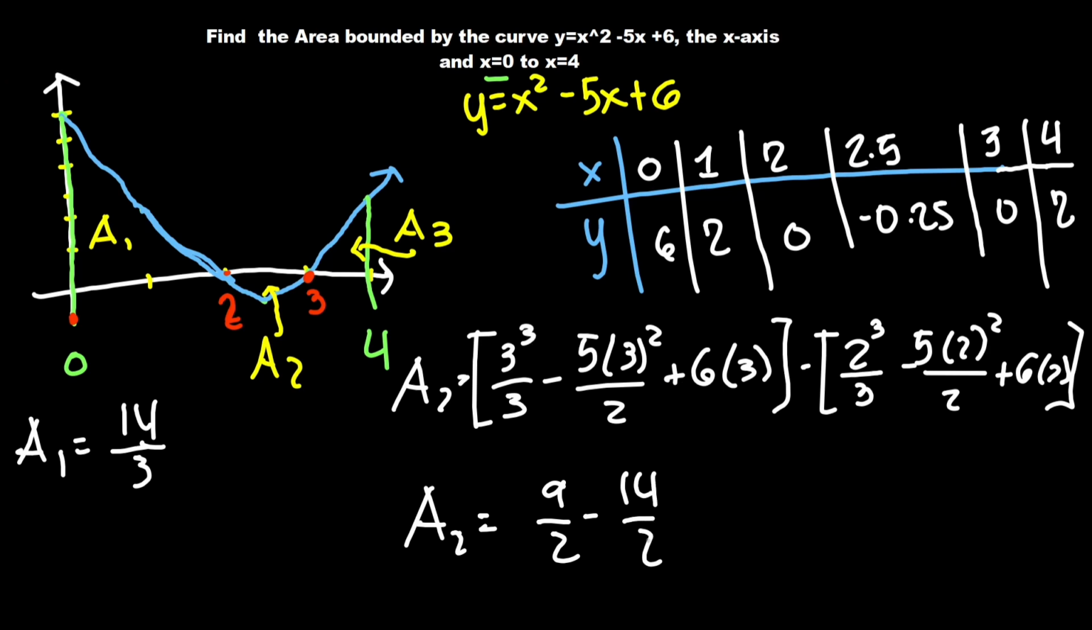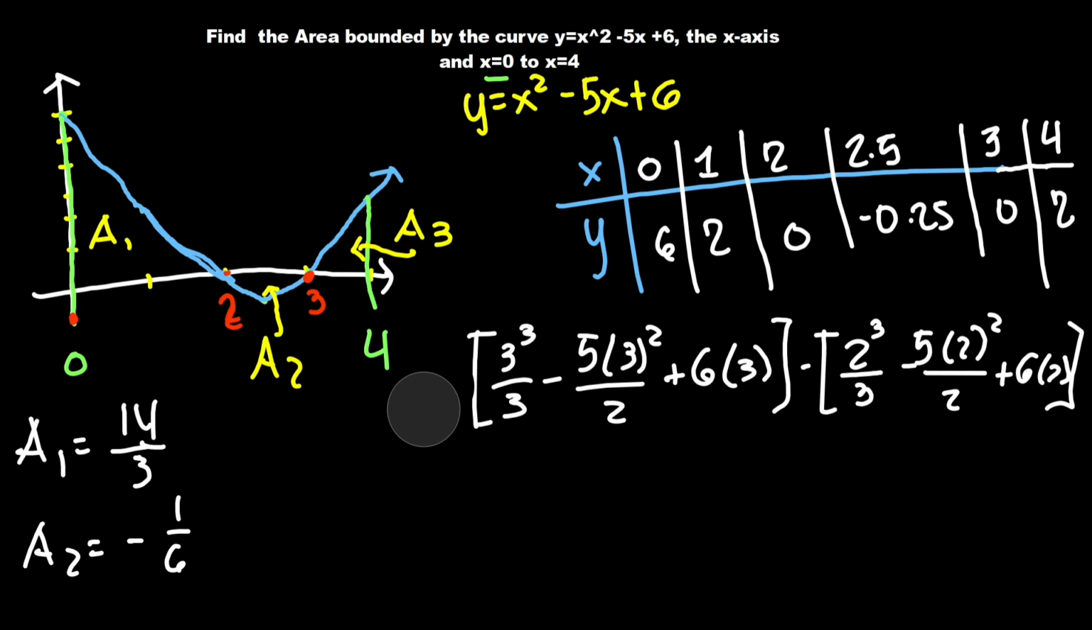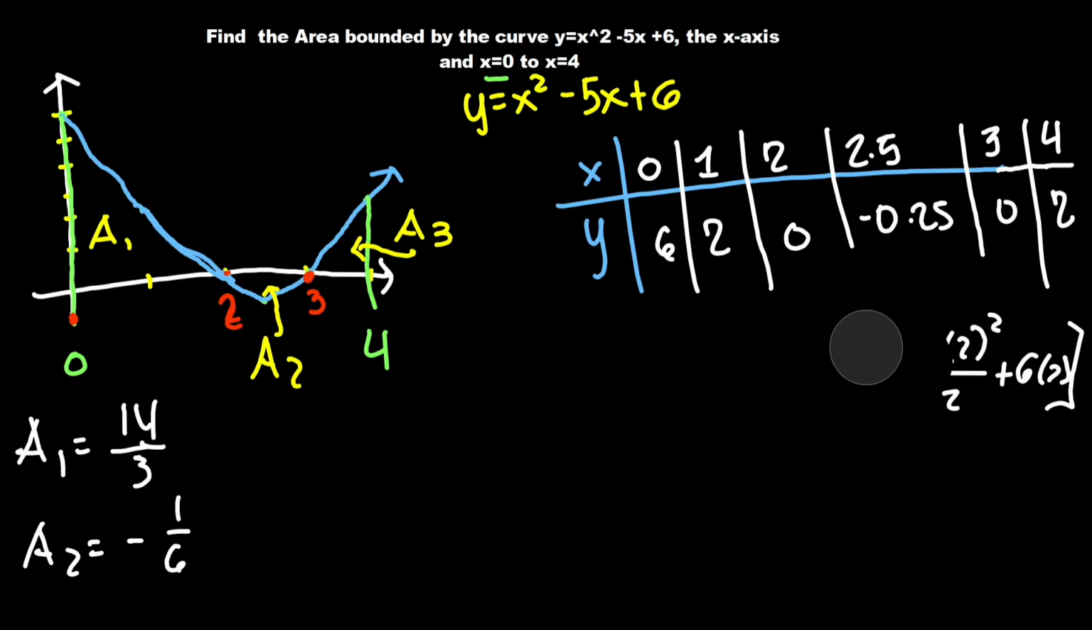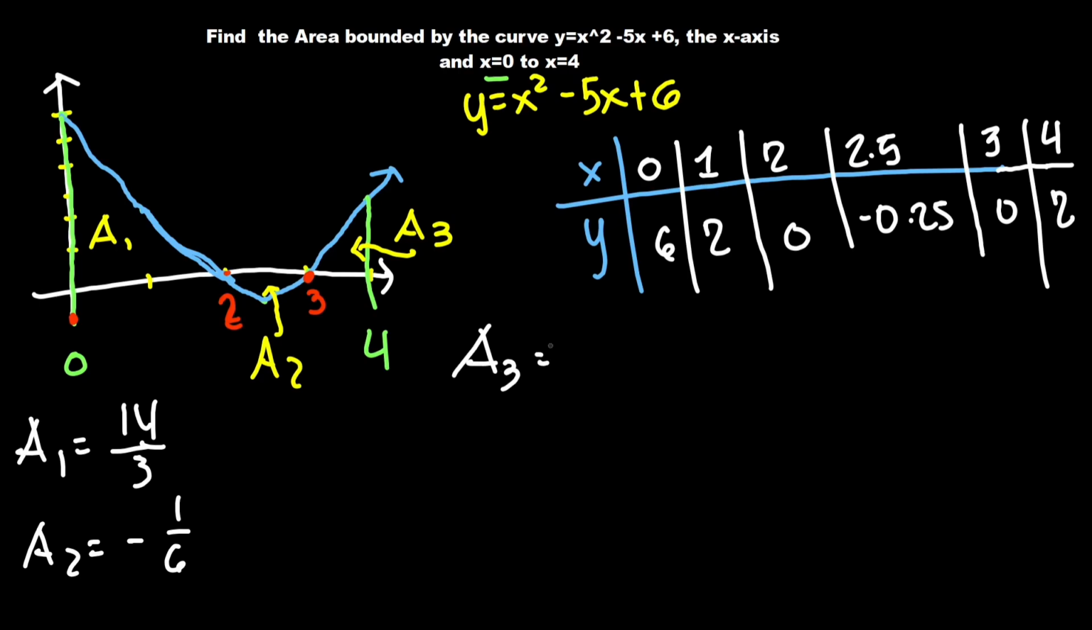So 9/2 minus 14 over 3. This would be equal to negative 1 over 6. And it is understandable that it is a negative because it is below the x-axis. And so, let us move on to area number 3, which would be this.